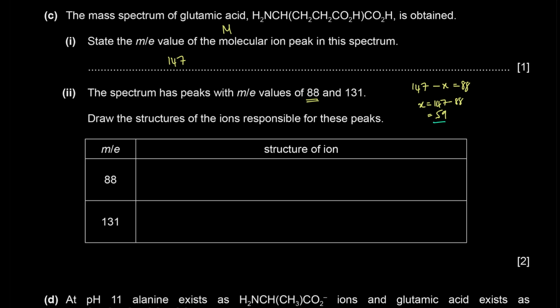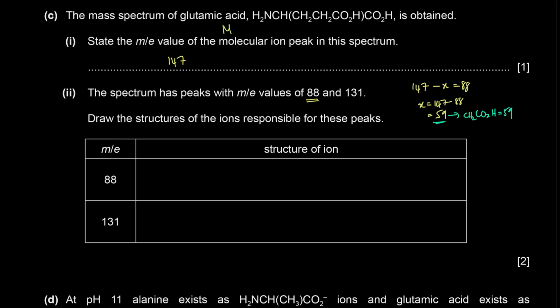I'll give you a hint. When you talk about 59 over here, the CO2H has a mass of 45. So then, what could it be that has a mass of 59? We should have a CH2CO2H. CH2CO2H would be 45 plus 14, so that would have a mass of 59.